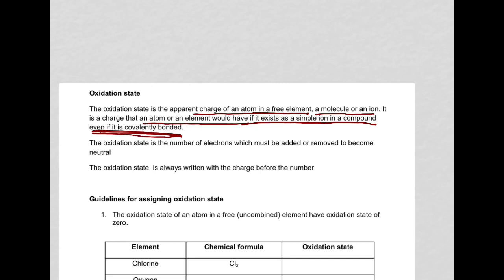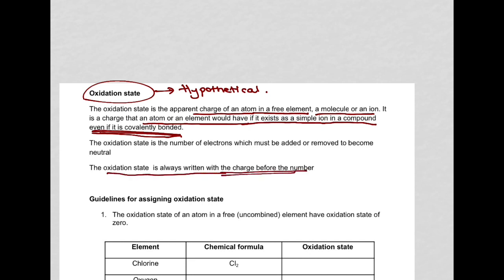It is a charge that we are assuming an atom would have if its bonding was entirely ionic, even if that compound would not form an ionic bond. So we are assuming that it is entirely ionic. It's not something that actually exists. And the oxidation state is always written with the charge before the number. So we're always going to have oxidation state +1, +2, -1, -2, things like that. And oxidation state can also be 0.